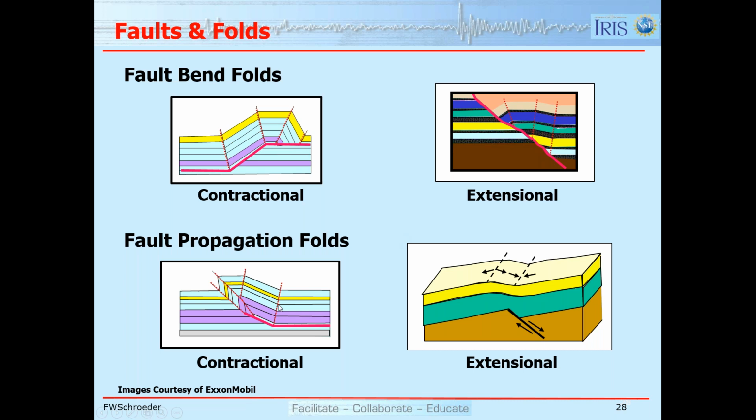There's another model for ways structures develop. That's called fault propagation folds. This is an example for contraction, where the rocks above the detachment surface, or décollement, shown in the red, have moved right to left. And then this is an example for an extensional situation.